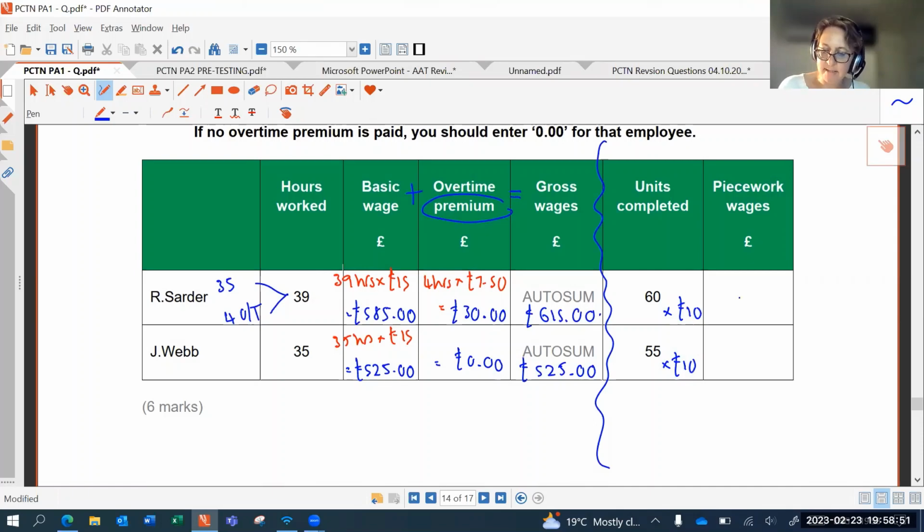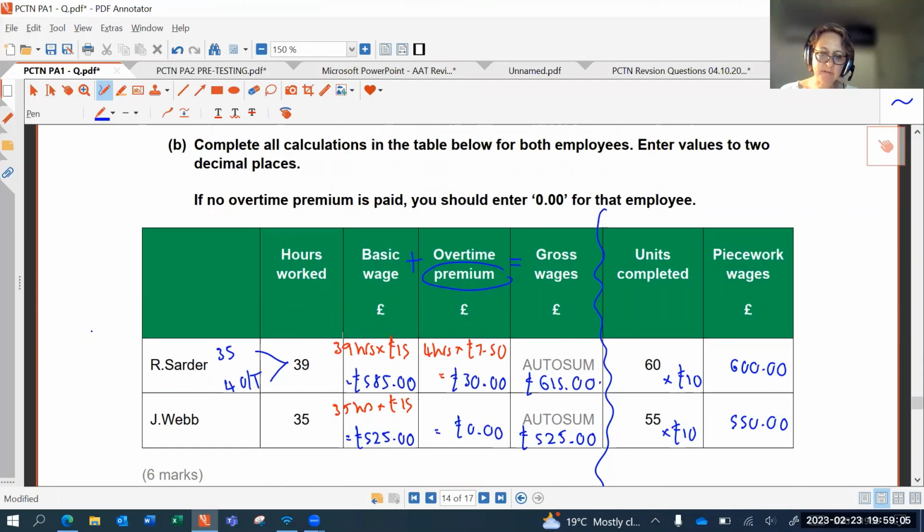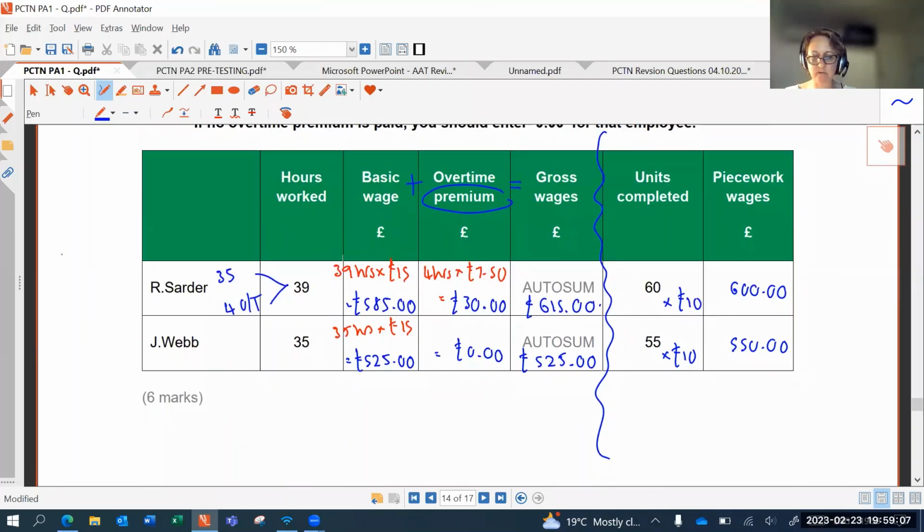So 60 units at £10, or then 55 units at £10 gives us the piecework wages. Values to 2 decimal places. So I've used 2 decimal places throughout. I have actually put pound signs in, but I don't think they were needed. It's given us pound signs at the top of the question. So I didn't really need those, but I've added them in out of habit.